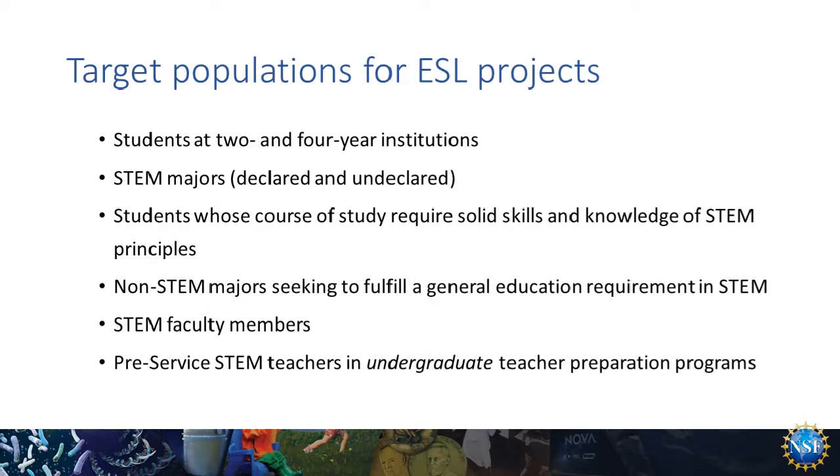Students that can be addressed by projects in this track could be at either 2-year or 4-year institutions. They should be degree-granting accredited institutions. Students could be STEM majors, either declared or undeclared, and that might mean students who are just entering their course of study who have yet to declare a major, or those who are more advanced in their fields of study.